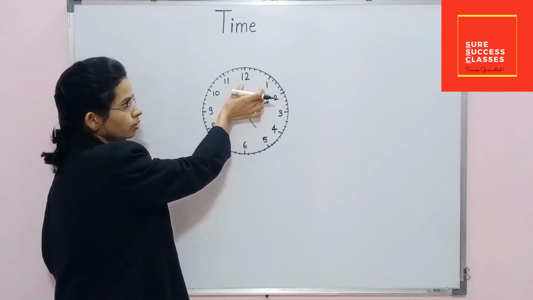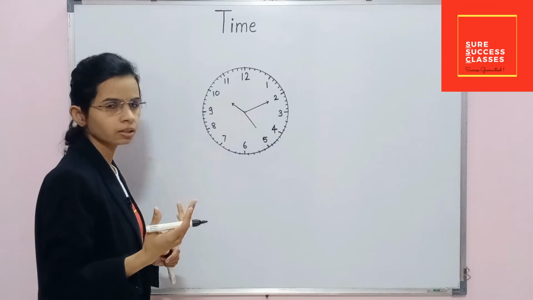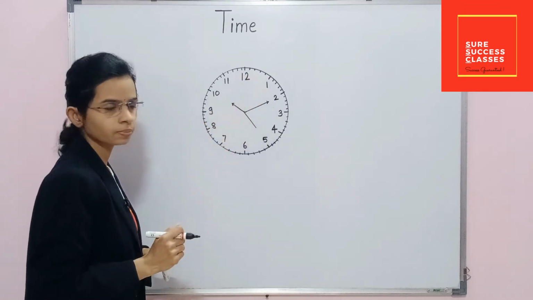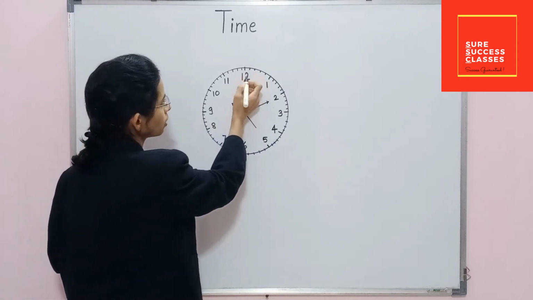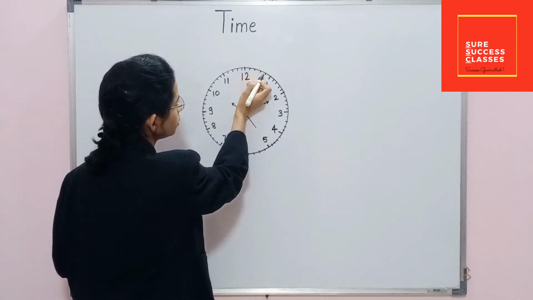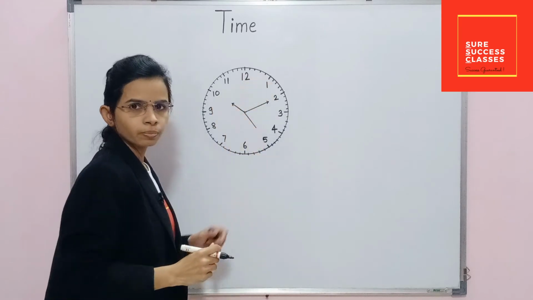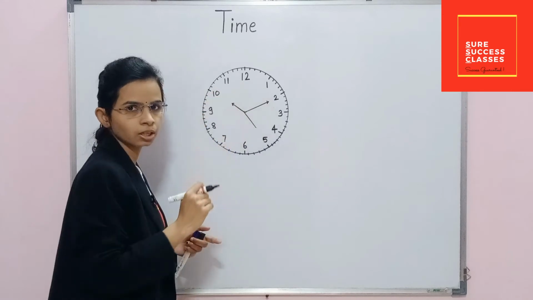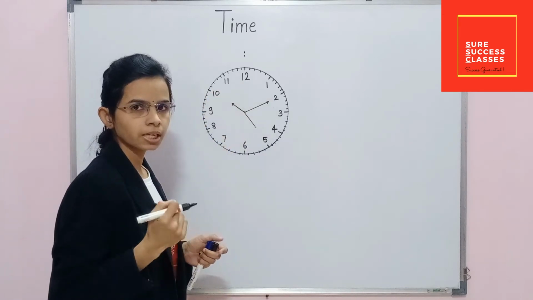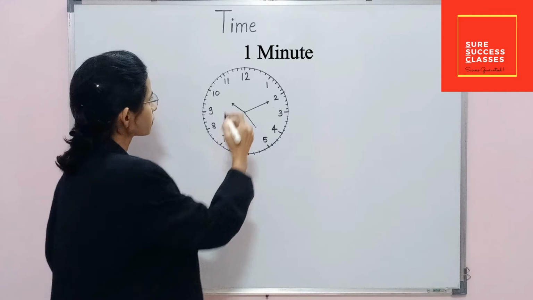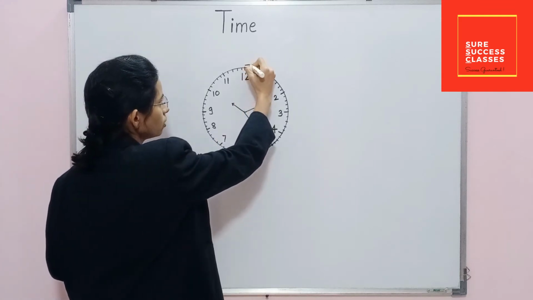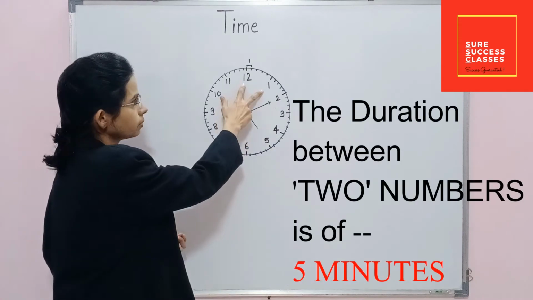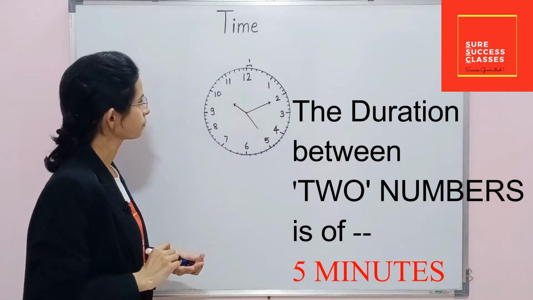Here between these two numbers, if you observe these subdivisions, we will count them: 1, 2, 3, 4 and 5. This means between two numbers there are 5 subdivisions, and each subdivision stands for 1 minute. The duration between two numbers is 5 minutes.